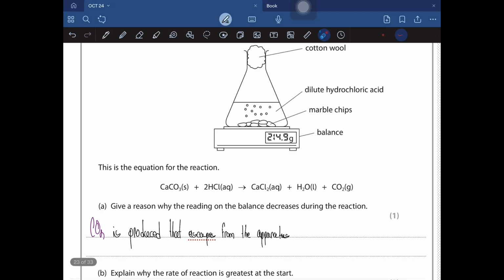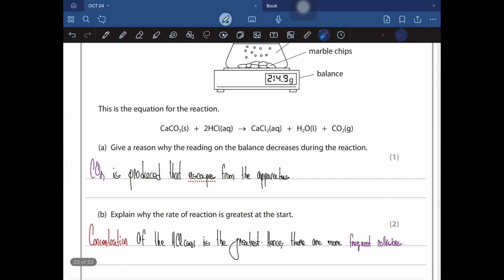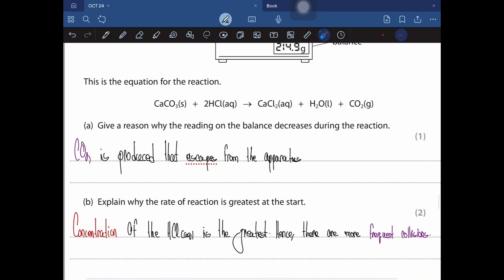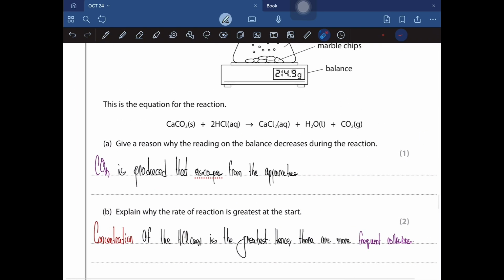Explain why rate of reaction is greatest at the start, right? Because at the start you have the highest concentration or amount of this HCl, right? So yeah, rate of reaction is the greatest as well. Concentration of HCl is the greatest, hence there are more frequent collisions, right? The frequency of collision increases, right? Because there are more reactants at the start of the reaction, right? So there should be more frequent collisions as well.